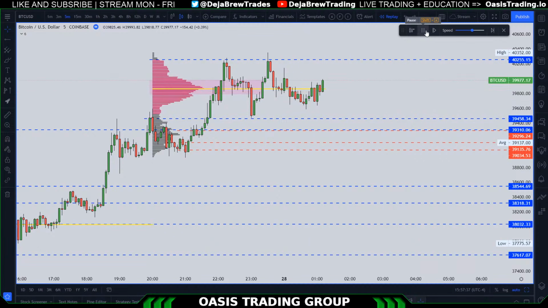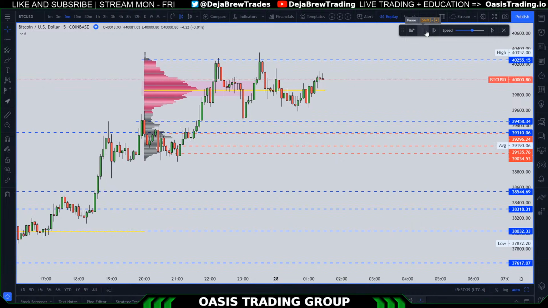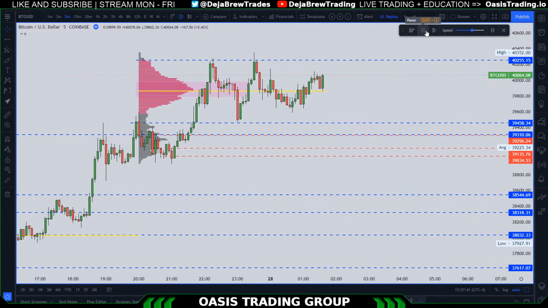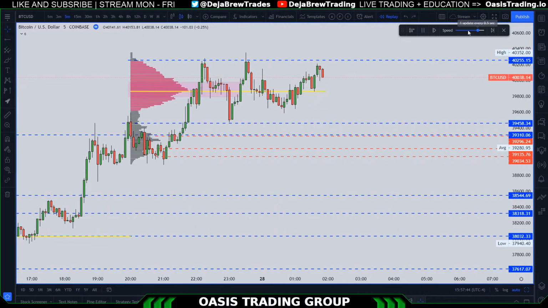Still not really any trades happening, just kind of hovering around POC. I'm going to speed it up a little bit because nothing's really happening here.